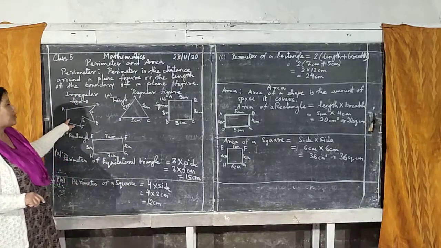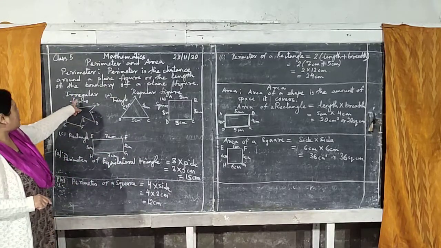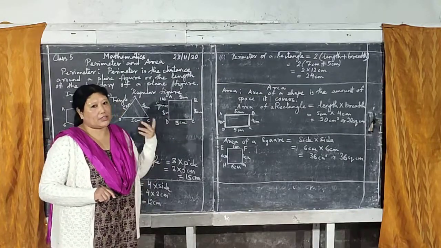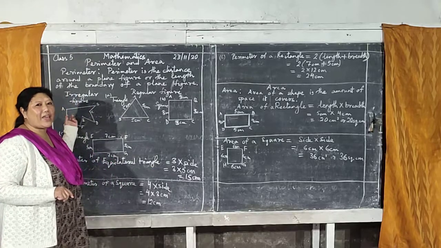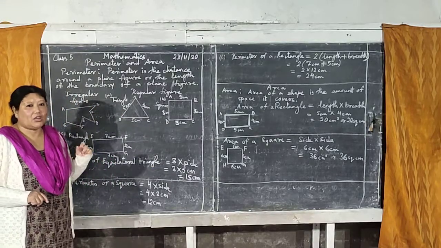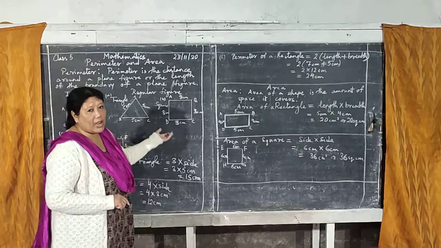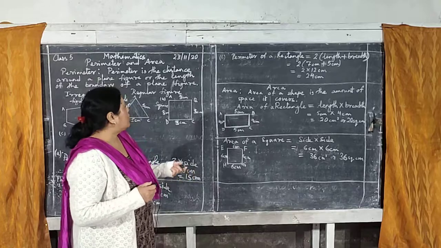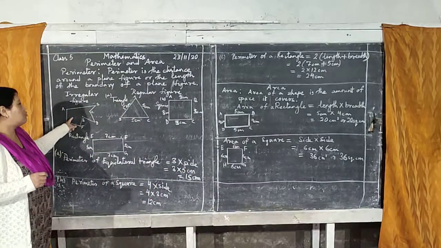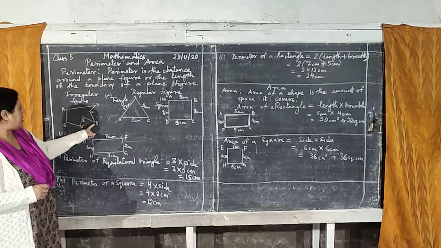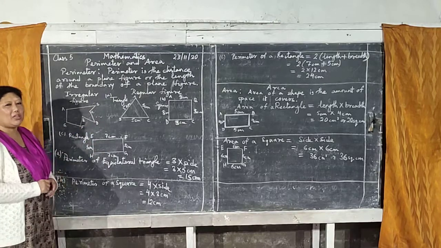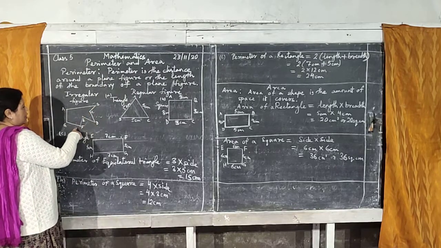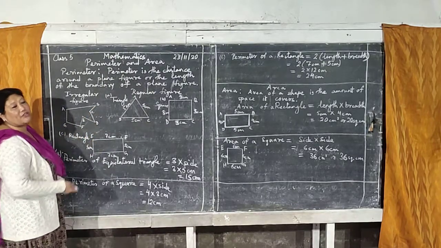Here I have shown two types: one is an irregular figure and another is a regular figure. These are geometrical figures, but this one is irregular and this one is regular. You know all these names: triangle, square, parallelogram, rectangle. But this figure you don't know. If it is this type of figure, it's simple. You just add all this boundary, then you will get the perimeter of this figure.